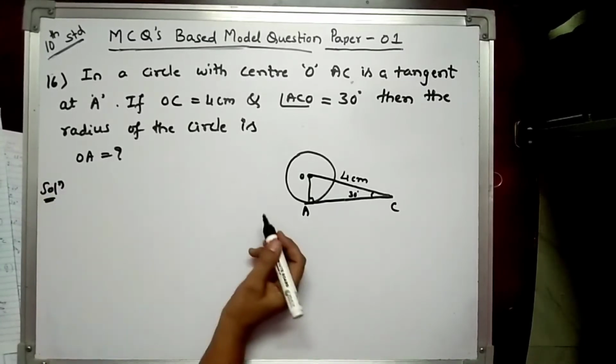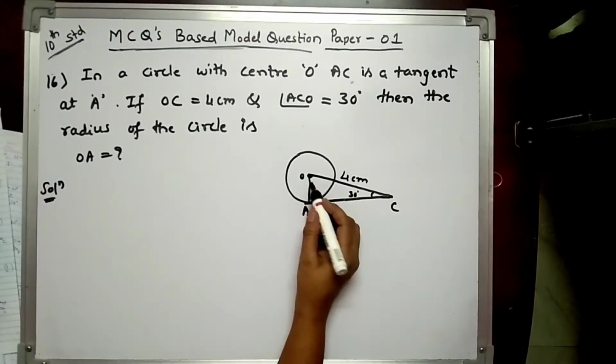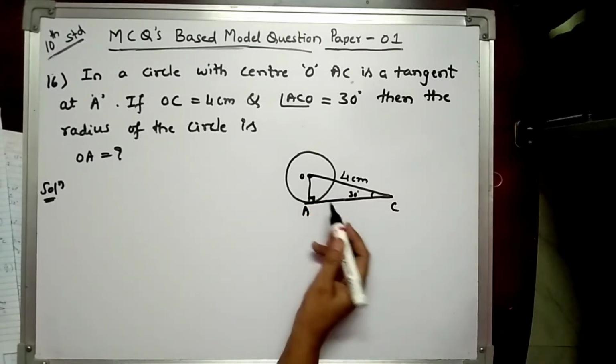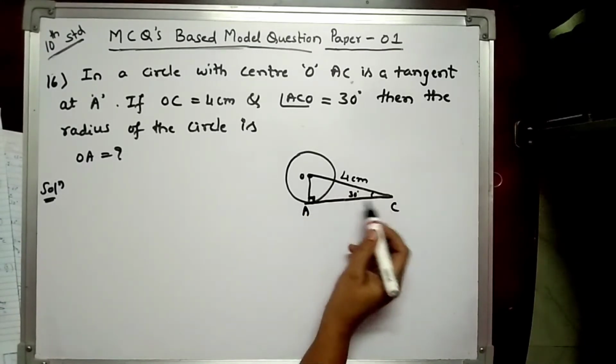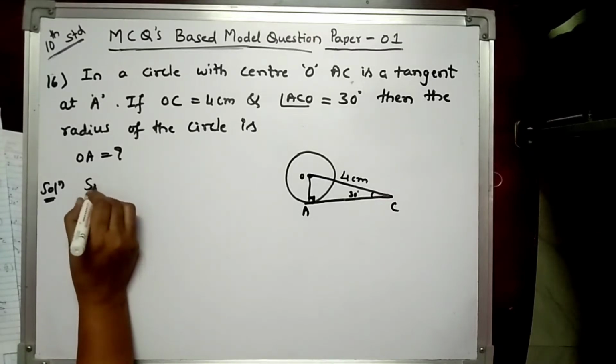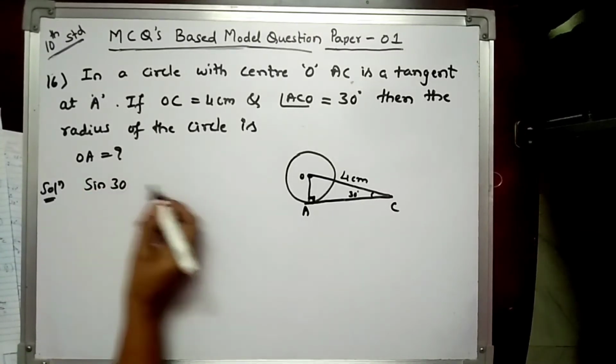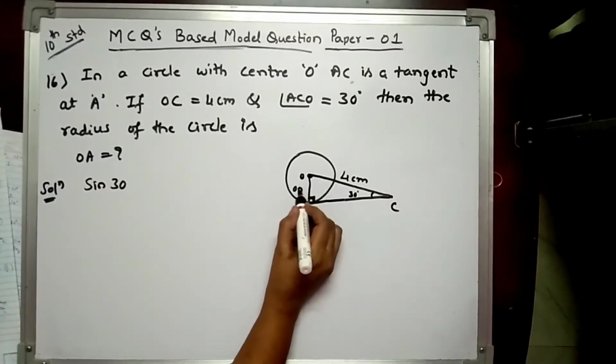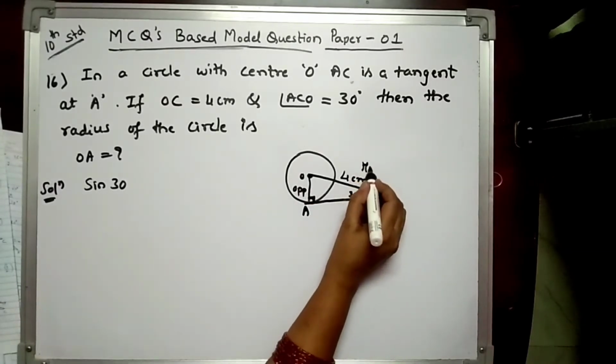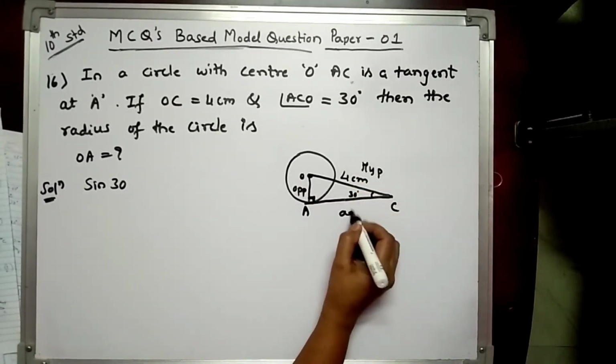So in this, the radius and a tangent make a 90 degree angle. Now it is a right angle triangle. Now you take the sin 30 value. So opposite side, it is opposite, and it is a hypotenuse, and it is adjacent.